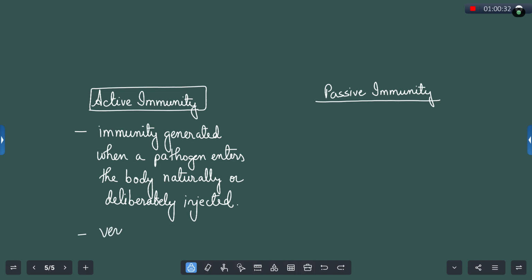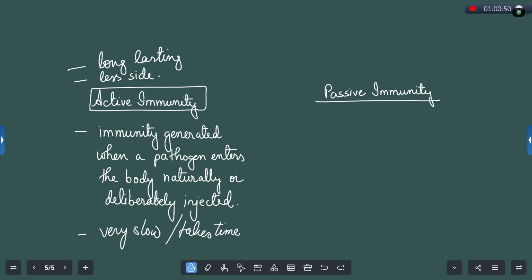But it is very slow. It takes time. But it will be long lasting, and with less side effect, no side effect.